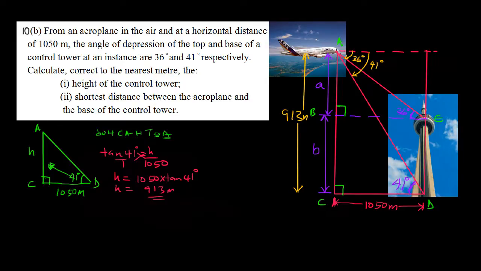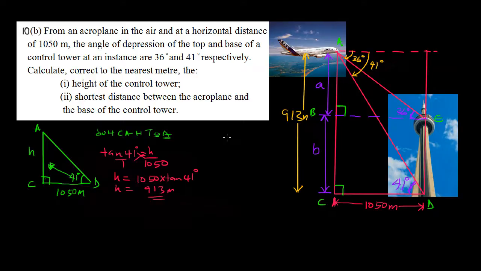Alright, so the next thing we need to find is the distance between the airplane and the top of the tower. Why we are doing this is because for the distance between the airplane and the base of the tower, we have a right angle triangle. For the distance between the airplane and the top of the tower, we have a right angle triangle ABE. So we can easily get the distance. But for the height of the control tower, we don't have a right angle triangle. So it's easier to find the distance between the plane and the base of the tower and the distance between the plane and the top of the tower.